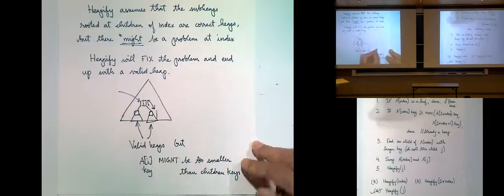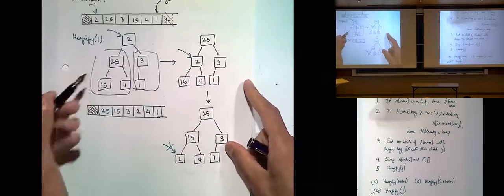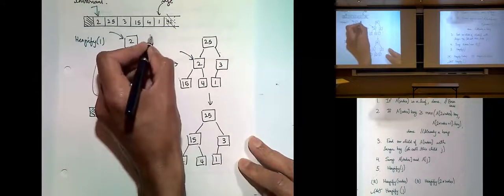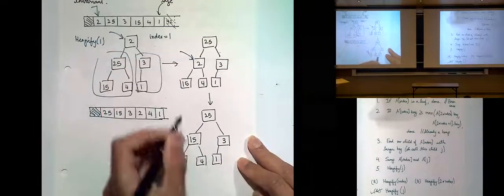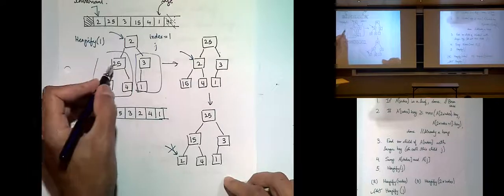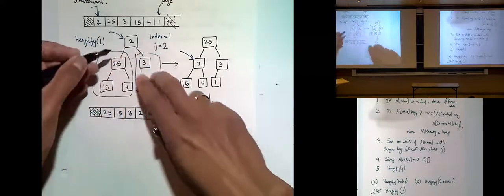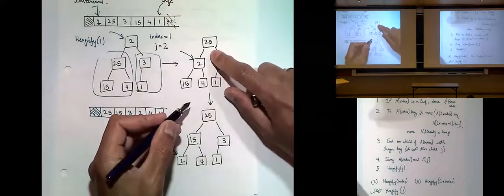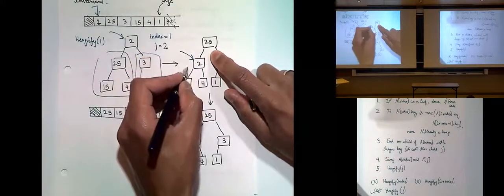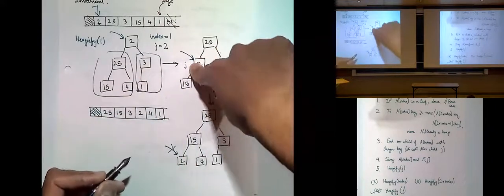Yes? So if you're swapping A of index and A of J, why is it not heapify of index? Good. So let's go back to this picture here. Initially, index was 1. What is the value of J in this picture with respect to this code? It's the node with 25. What is the index of that node? 2, right? So J was equal to 2. Then we swap 25 and 2. So we get this picture. The problem has now moved to 2. So we call heapify on 2, not on 1.